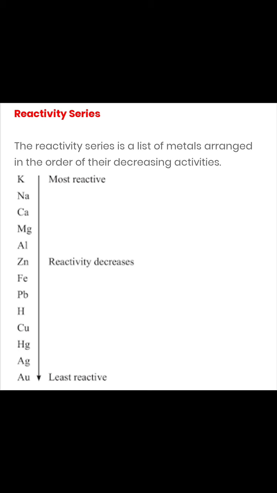Till hydrogen you can learn with this statement, and then copper, mercury, silver and gold. You all know already, we have discussed in the chapter, these are very less reactive metals, or you may say the last ones are the least reactive. So this is how you can learn from the reactivity series which metal is more reactive and which metal is less reactive. Only then can you see whether the reaction will take place or not.